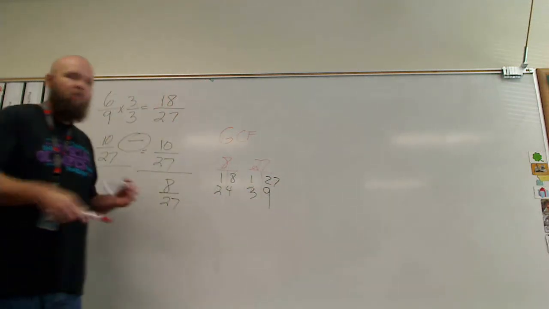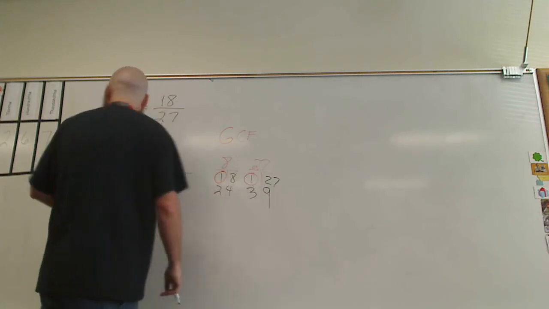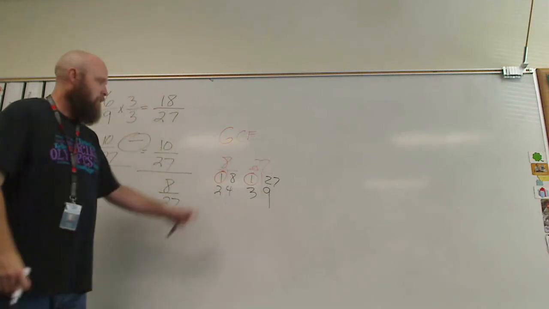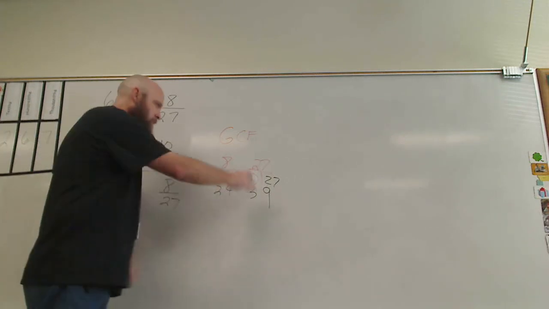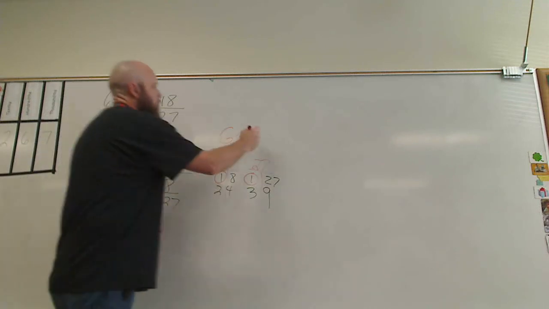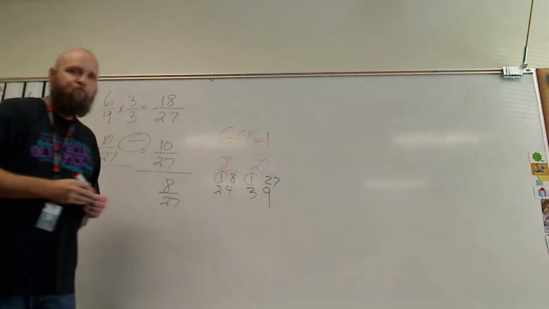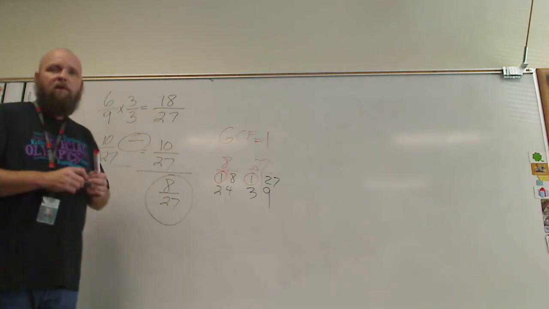I find all of my common factors. They have a 1 in common. Any other factors in common? They don't. That one doesn't have a 2. That one doesn't have a 4. That one doesn't have an 8. So we're done. And if my greatest common factor equals 1, then my fraction is already in lowest terms, and that's my answer.